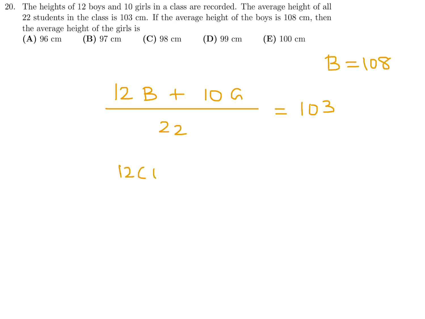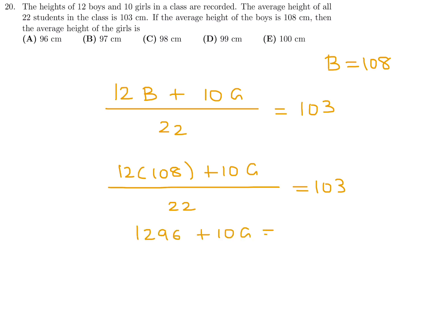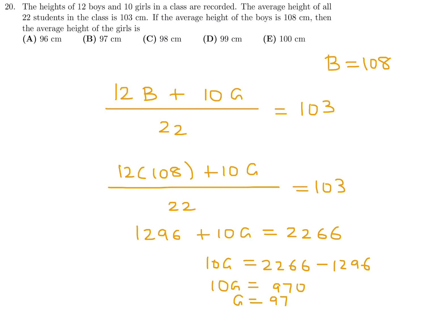So 12 times 108 plus 10 times G, which is the average height of the girls, divided by 22 is 103. So this is going to help me solve for G. 12 times 108 is 1296, plus 10G. 103 times 22 is 2266. So 10G is 2266 minus 1296. 10G is equal to 970, and therefore G is equal to 97. So the average height of the girls is 97, and that means number 20, the answer is B.